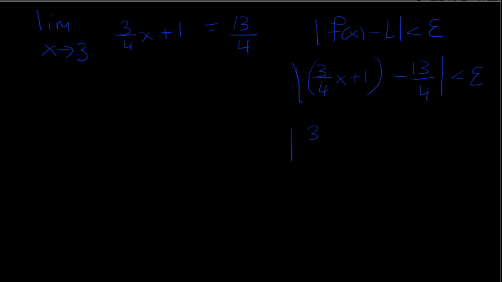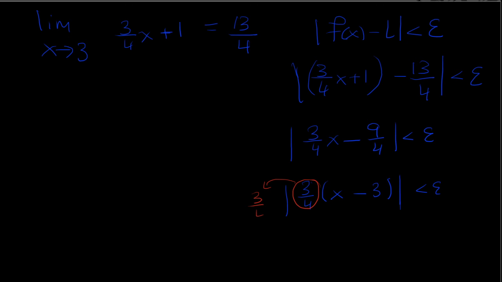I can simplify, so I have 3/4 x, and now it's 1 minus 13/4, and that's going to be -9/4, less than epsilon. I can pull out a 3/4. So this one, I'm just going to leave it inside. It's a little tricky. And here I have to multiply by 3. And this 3/4 now, we can pull outside, and that will be 3/4. So it'll be positive. And we can multiply both sides by 4/3.